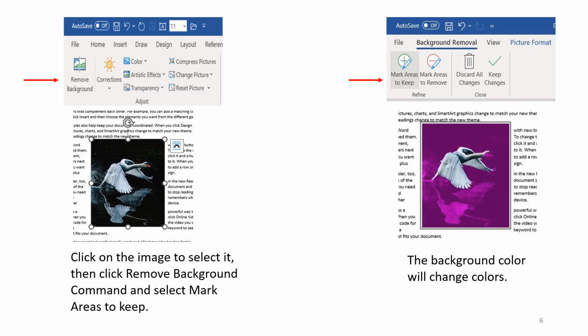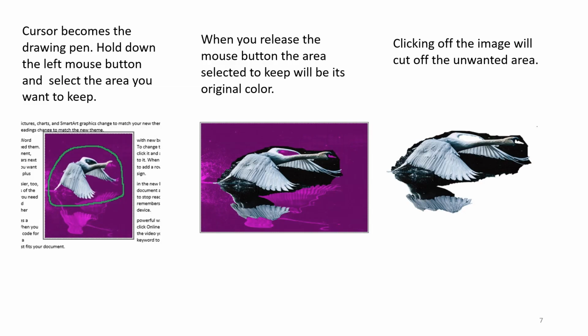Click on the image to select it, then click the Remove Background command and select Mark Areas to Keep. The background color will change colors. The cursor becomes the drawing pen. Hold down the left mouse button and select the area you want to keep. When you release the mouse button, the area selected to keep will be its original color. Clicking off the image will cut off the unwanted area.